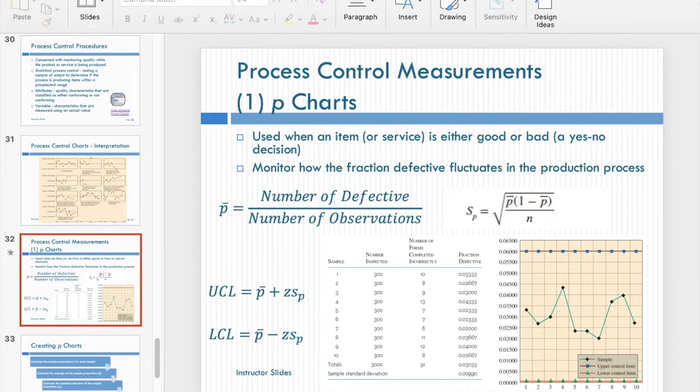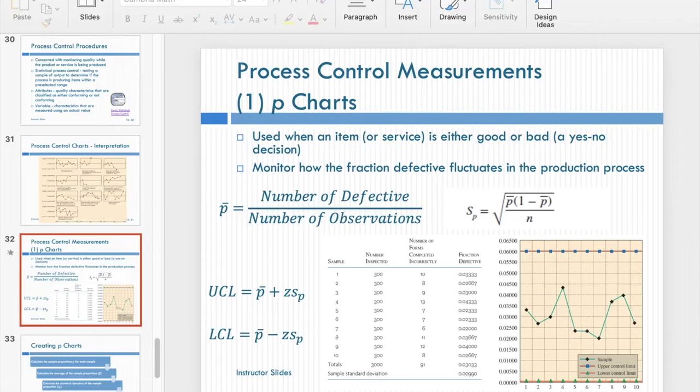P bar can be obtained from this equation, so you already got this p bar. What is n? N is the number of samples. How many samples do you have? 10, right? You grabbed 10 different samples. So you use the p bar that you just got, and n is 10. You plug all the different numbers into this equation and you get SP. That's how you get the p bar and SP.